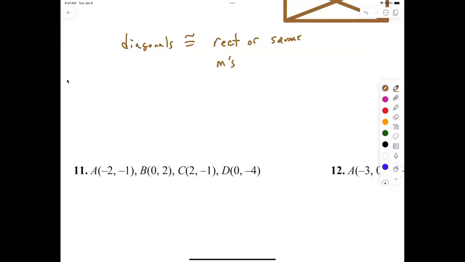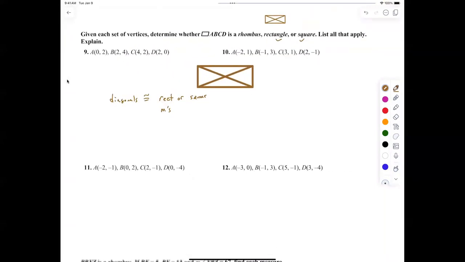Right? If the diagonals are not equal, then it's automatically going to be a what? It's automatically going to be a rhombus, because it says, given each set of vertices, determine whether the parallelogram is a rhombus, a rectangle, or a square. Is everybody with me on that? So if it's not congruent, then we can automatically say it's a rhombus. Is that clear? Yes.